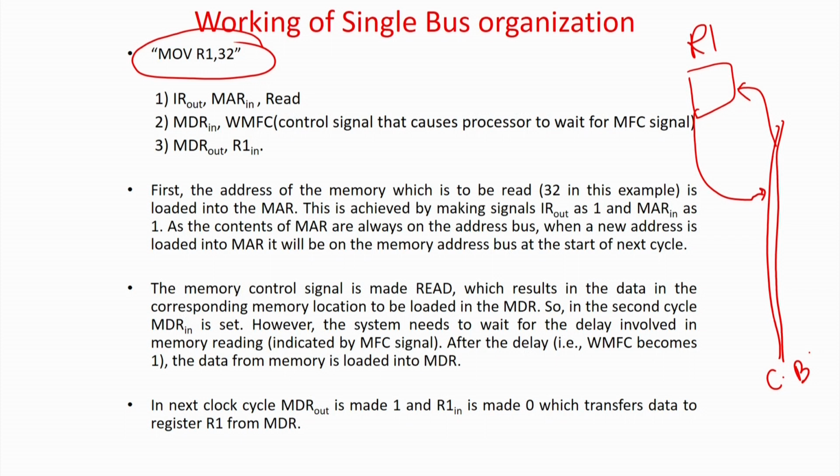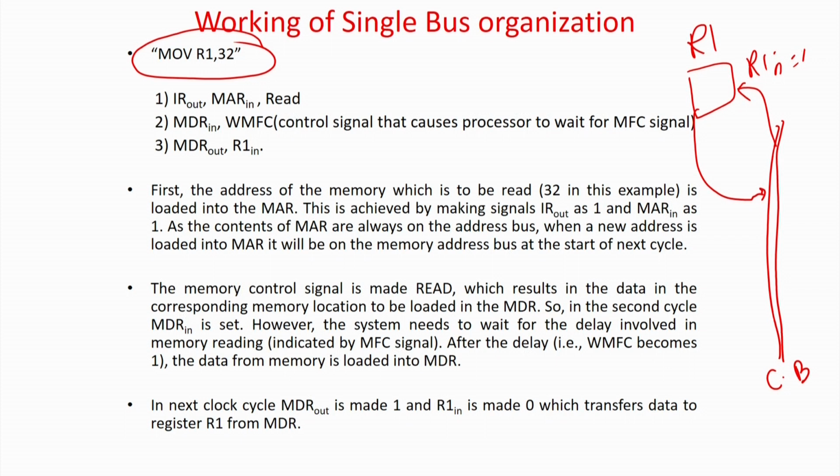In this case, the 32 has to move. Here 32 is a memory location, given the assumption. 32 is not an immediate operand, it is a memory location. So, you have to read the value available in memory location 32 to register R1. Of course, register R1 in should be equal to 1 because you are going to read it, and then other steps will follow.